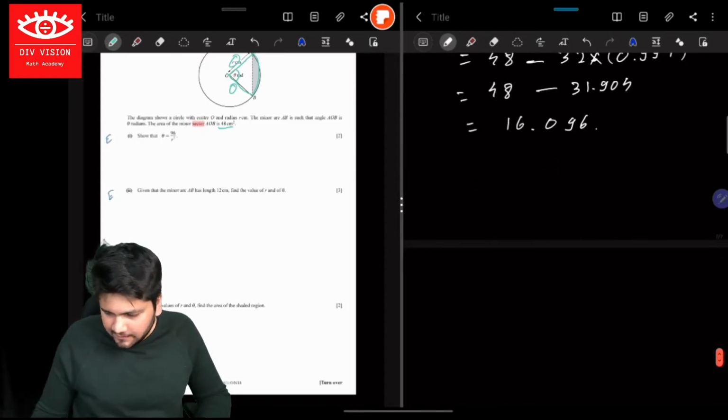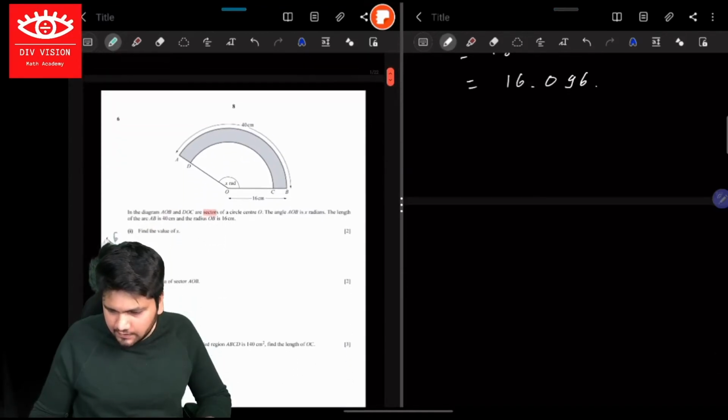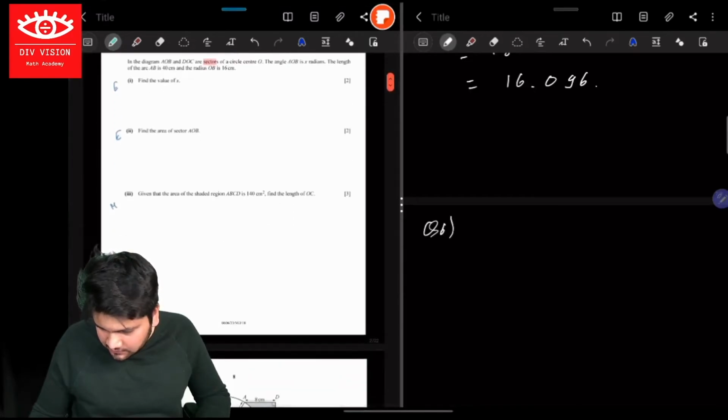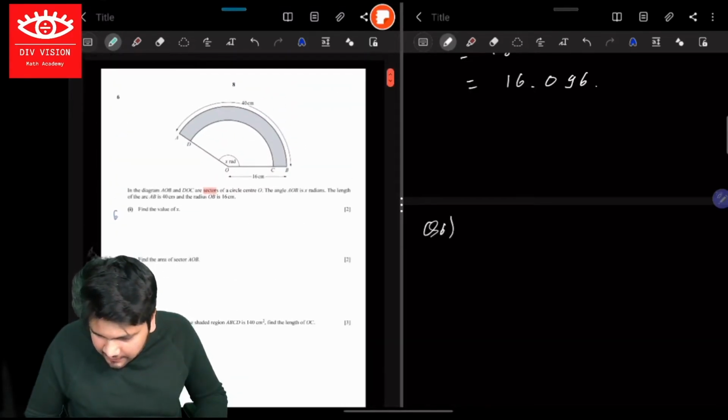Now, let's try some other question. So, let's do this. Question number 6. And this was asked in May, June 2018. Anyways, now, in the diagram, AOB and DOC are sectors of a circle center O. The angle AOB is x radians. The length of the arc AB is 40 centimeter. And the radius OB is 16 centimeter. Find the value of x.